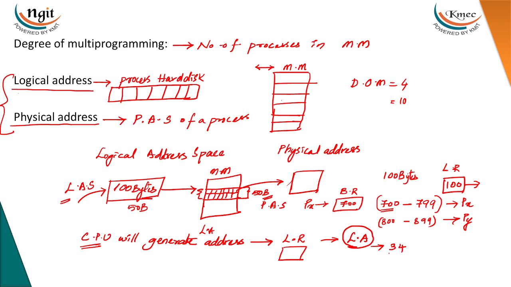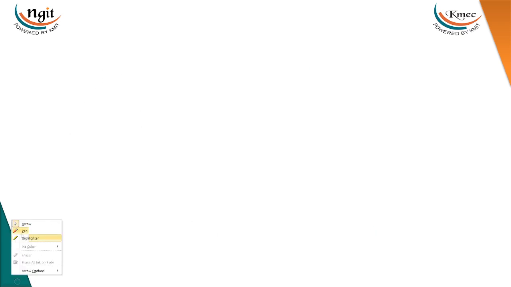Assume that it has generated a value called 34. That means this particular 34th byte of data is needed by the CPU. So this logical address has to be converted into the physical address where this data is stored in the main memory. The process of converting a logical address to a physical address is the responsibility of the memory management unit.